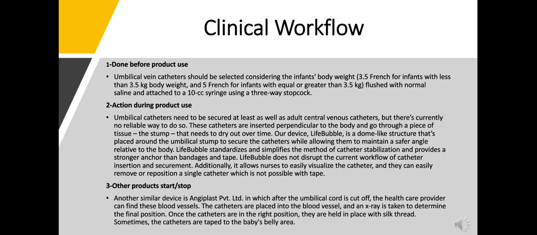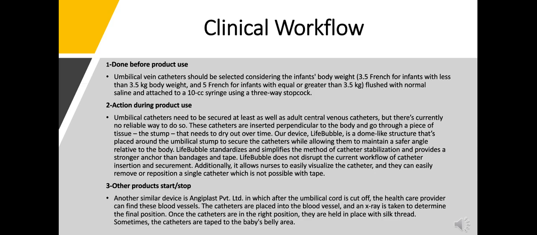Action during product use. Umbilical catheters need to be secured at least as well as adult central venous catheters, but currently there's no reliable way to do so. So the catheters are inserted perpendicular to the body and go through a piece of tissue that needs to dry out over time.